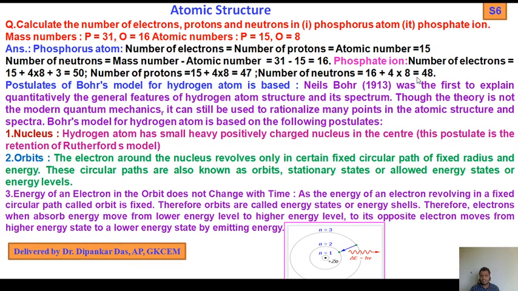So we get the number of protons, neutrons and electrons. For the electrons, we add the 3 because the ion is 3 minus. That's why we are adding 3: 50, 47 and 48.